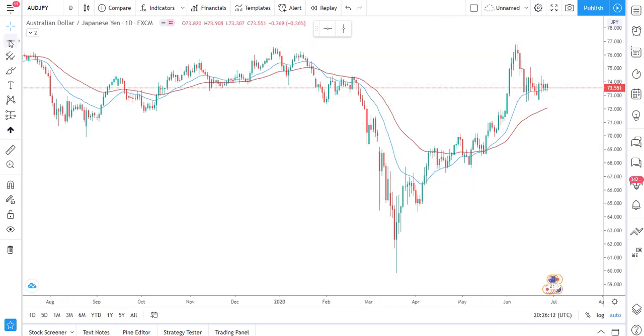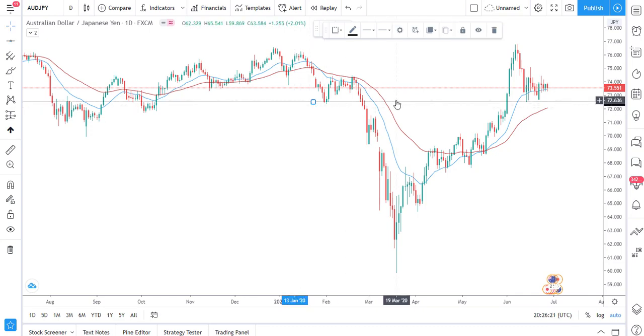Now I'm going to quickly just be drawing in my levels, and as we can see, I'm drawing a level around the 72.5 area, and as you can see, this is a support. We have a support here, and as we can see, market is currently around that support, coupled with my moving average, basically my moving support and resistance. That's what the moving averages are. They're basically moving support and resistance. They are dynamic support and resistances.